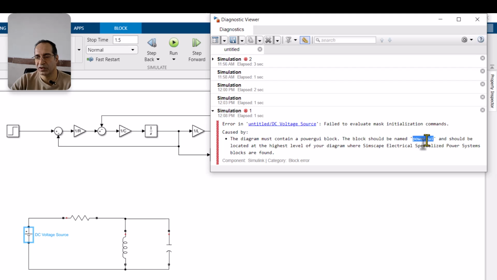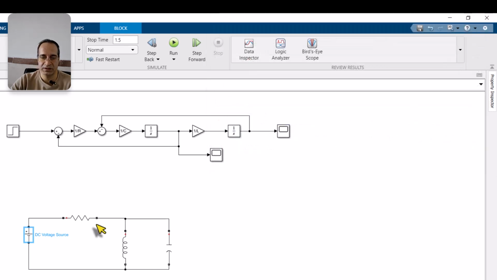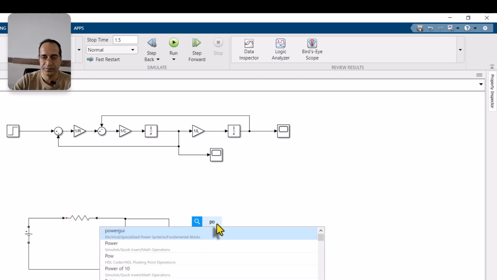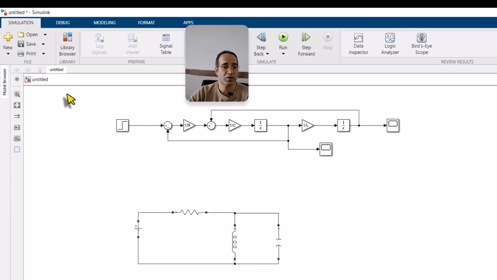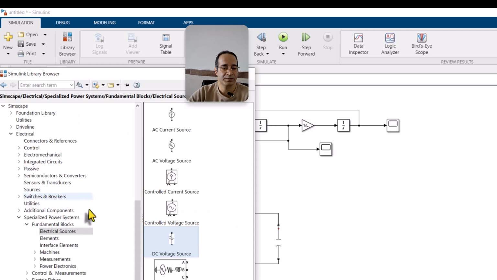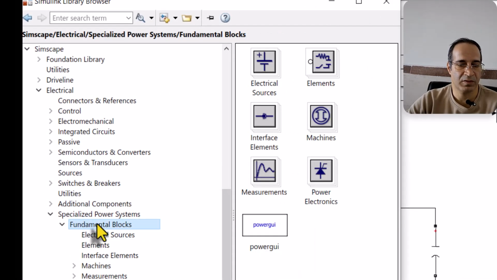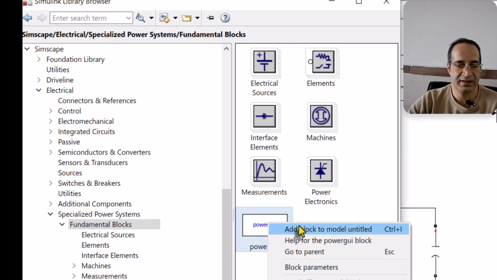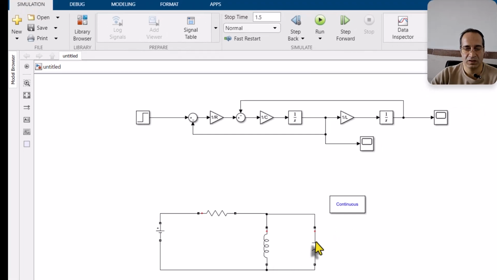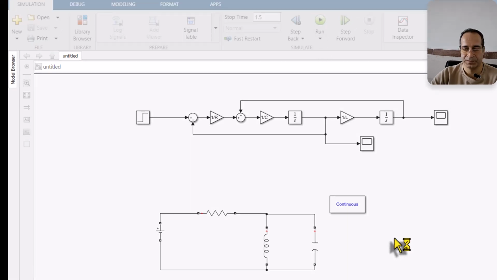Okay, the problem is power GUI. We need power GUI for this circuit to be simulated. Power GUI, electrical specialized power system fundamental blocks. Okay, it doesn't work again. Go back to library browser, fundamental blocks, and power GUI is added to this block. That's all I need. Now it needs to work. It must work this time.